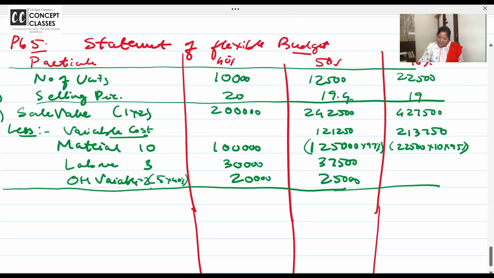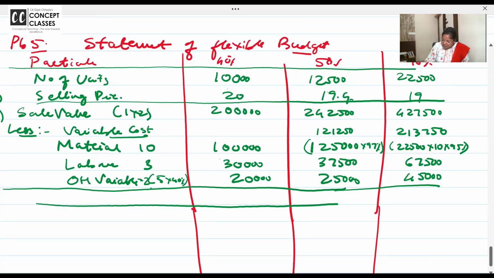Labor is 3. 22,500 into 3. Please change these two figures. Variable overhead is 2. Total variable cost is 1,50,000.